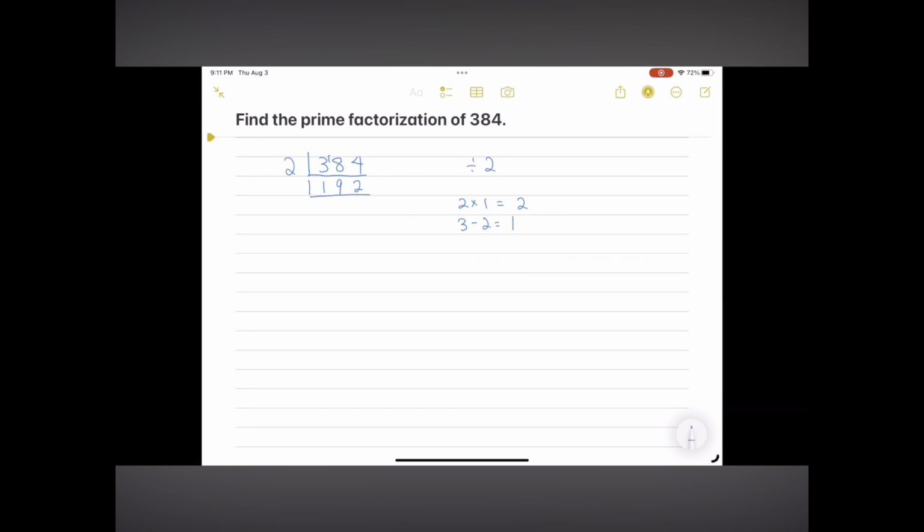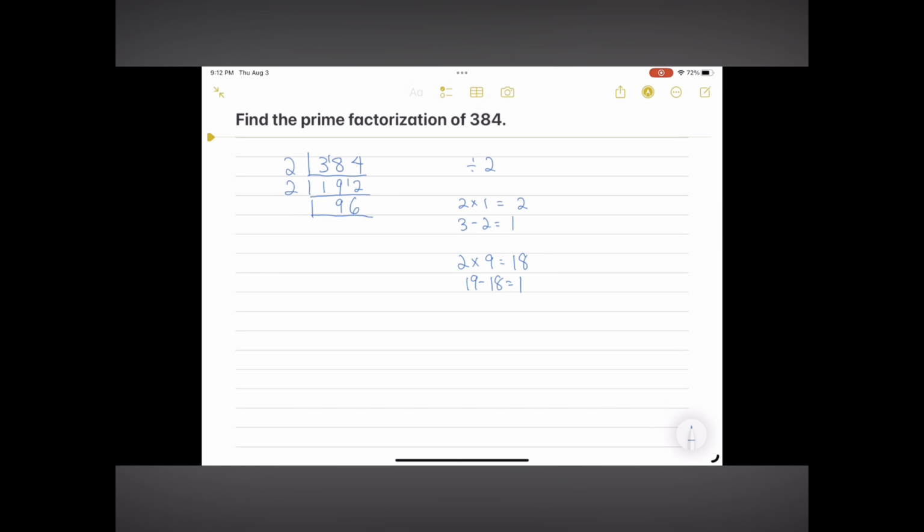192 is also even, so we divide by 2. 2 goes into 19 9 times. 2 times 9 is 18. 19 minus 18 is 1. We carry the 1 in front of the 2 to make it 12. Now 2 goes into 12 6 times.